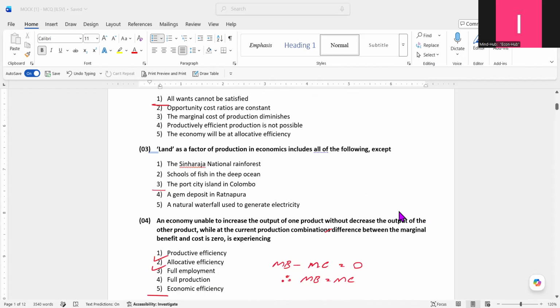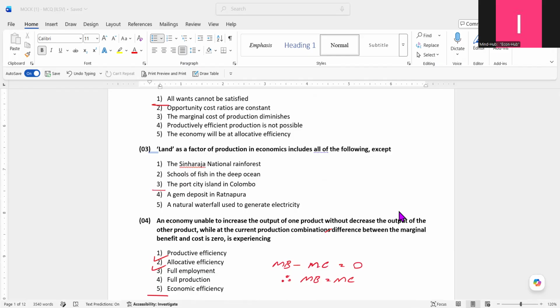Question number 3, land as a factor of production in economics includes all of the following except. So, number 3, Port City Island in Colombo. It's human made and it is not natural in nature. Land is all natural resources that are used within the production process.